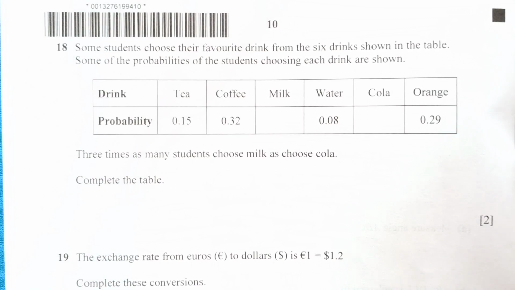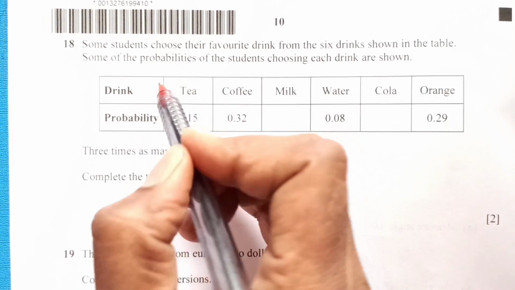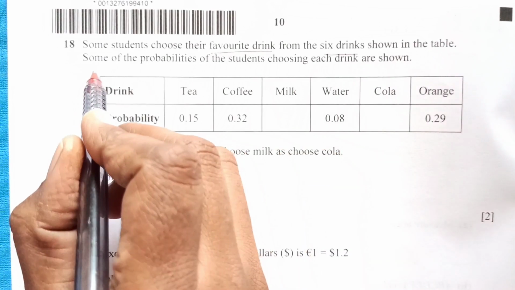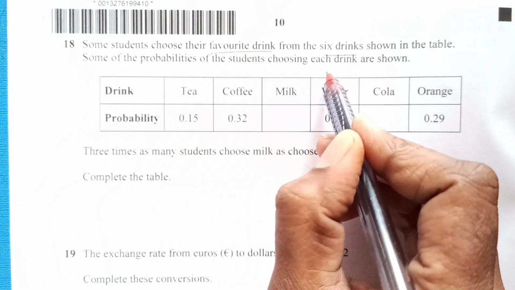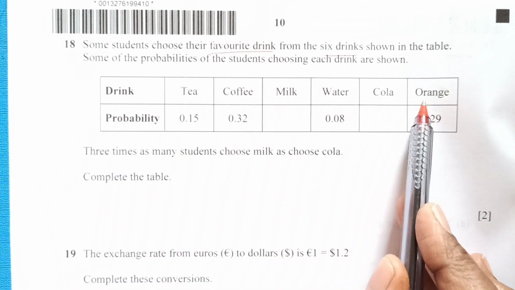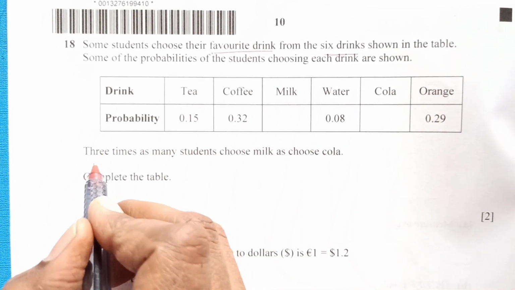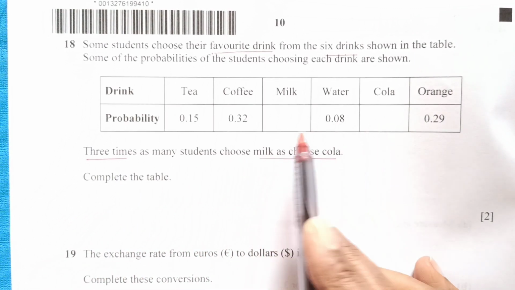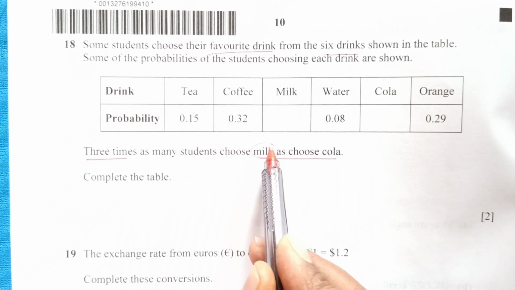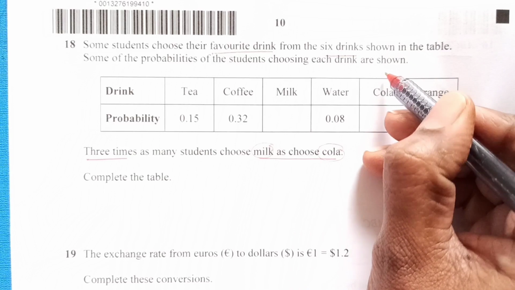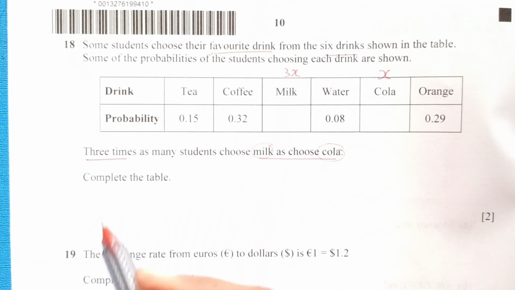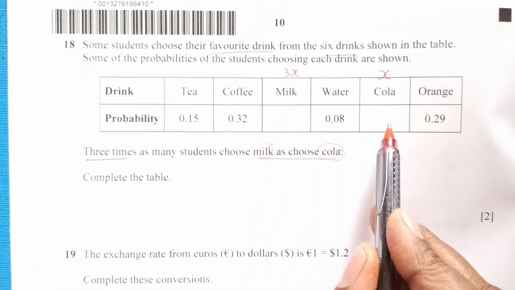Question 18. In question 18, we have some students choosing their favorite drink from 6 drinks shown in the table. Some of the probabilities of students choosing each drink are shown. So we have the drinks here, we have the probabilities here. 3 times as many students choose milk as cola. So these two are missing. So he said milk is 3 times cola. So if cola is x, then milk is 3x. So complete the table. We need to complete these two.